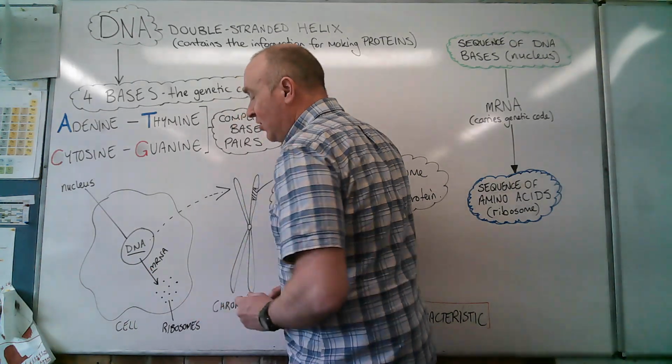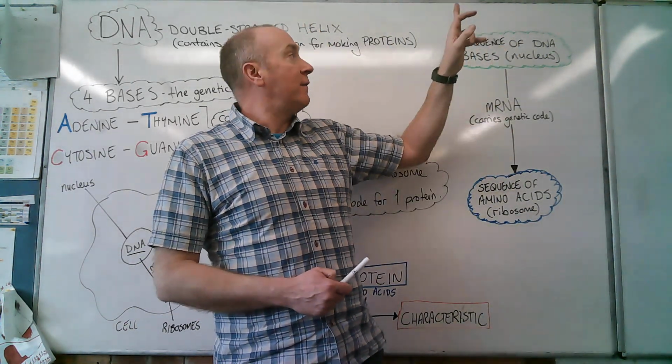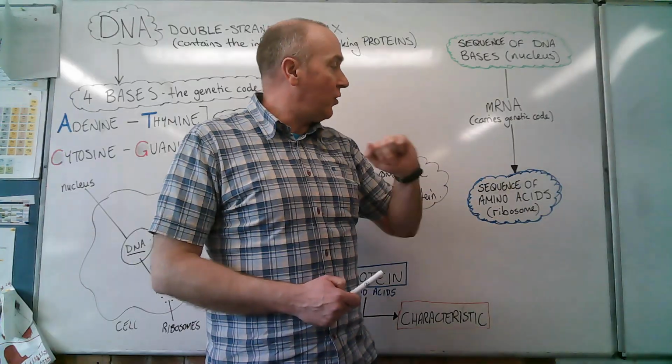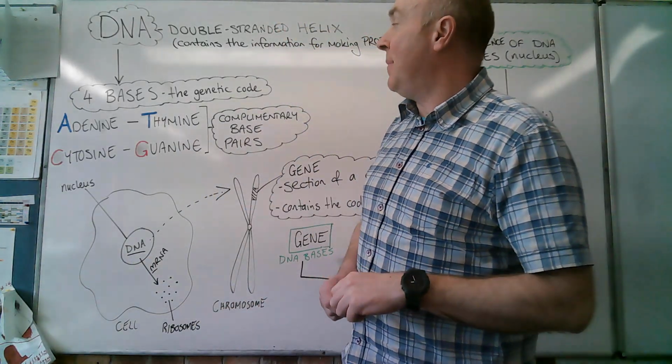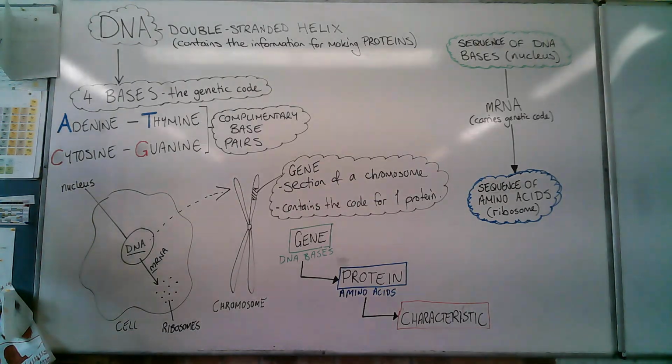The M stands for messenger. You don't need to know that, but you do need to know that mRNA carries the genetic code from the nucleus to the ribosome where the proteins are made. And that is everything you really need to know for the third key area of Unit 1.